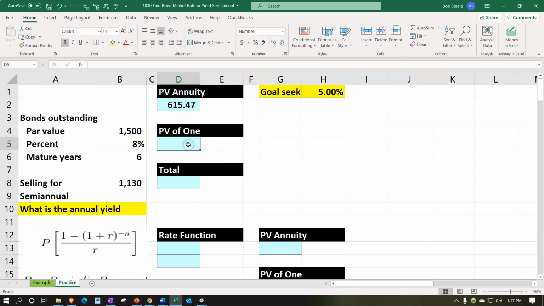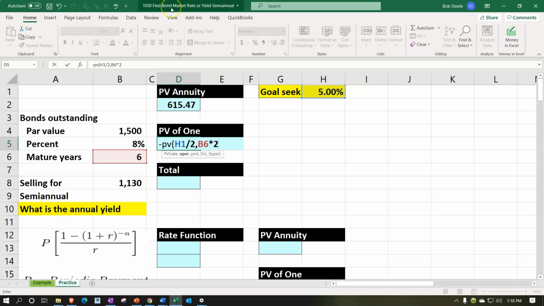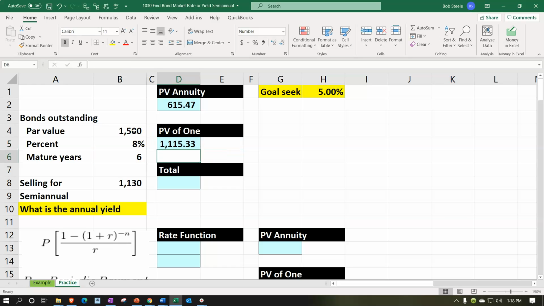Let's try the present value of 1 with this percent that we have over here. I'm going to say negative present value, shift 9. I'm going to do the same process, 5%, and take that and divide it by 2 to give me the percent every 6 months. And then we'll say comma. Number of periods is going to be that 6, and I'm going to multiply that times 2 for 12 6-month periods. Comma, comma, because it's not an annuity, getting over to the future value, which will be that 1,500. Enter.